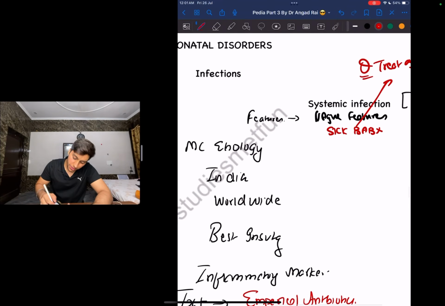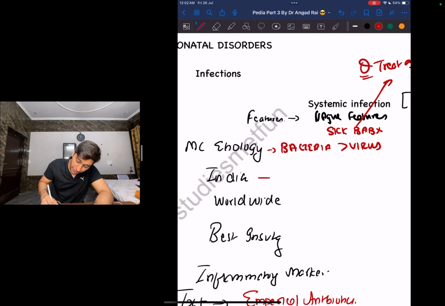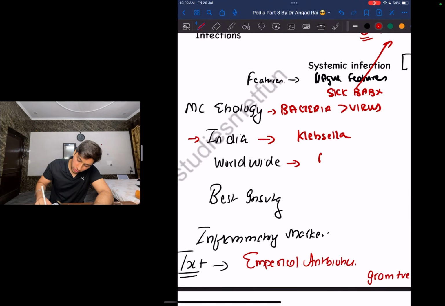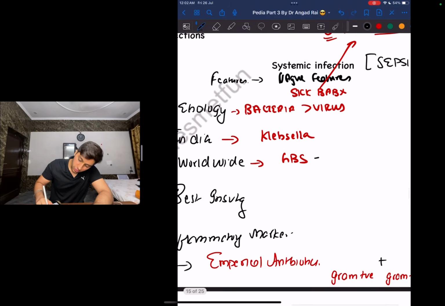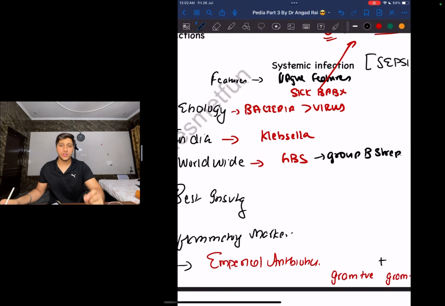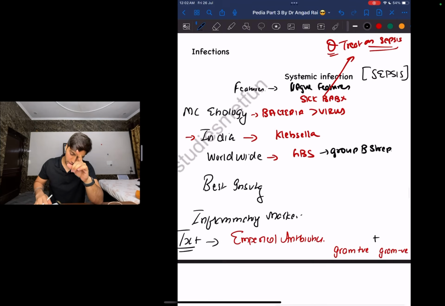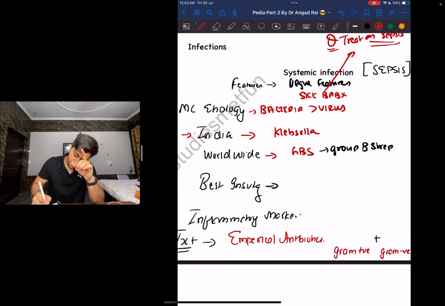So guys, the most common etiology is bacterial over virus. In India, the most common cause is Klebsiella. Worldwide, the most common cause is, what is this, guys? Group B strep infection worldwide. In India, the most common cause is going to be Klebsiella, but worldwide it is going to be Group B streptococcal infection. The best investigation, guys, is going to be blood culture.